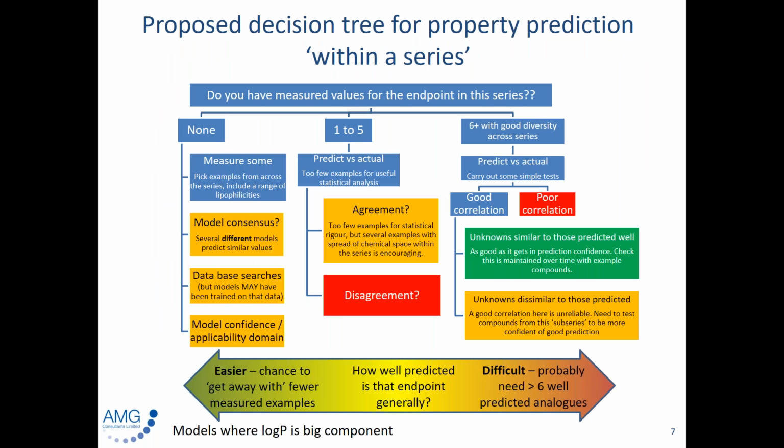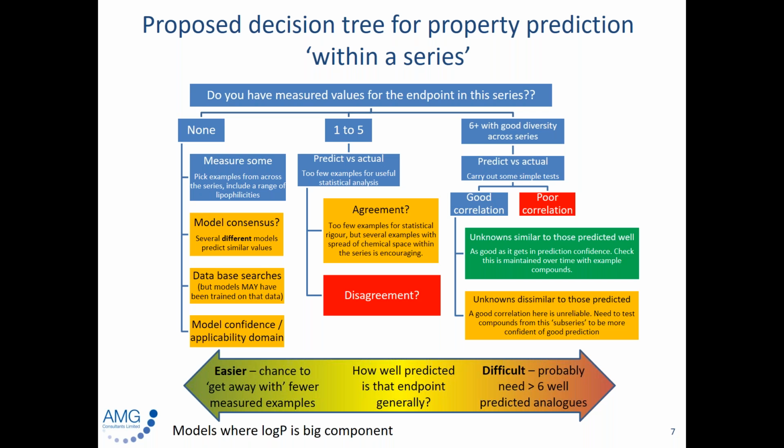So moving on to think about property prediction within a series. The context here is, as I mentioned, optimization predominantly, and the idea really is that for the most part, it is going to be extremely valuable to have some experimental measurement of the properties you want to predict for your series, because that will give you a good way to understand whether a particular model that you want to use is working well or not.